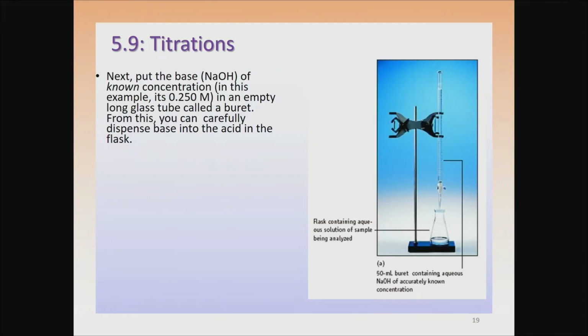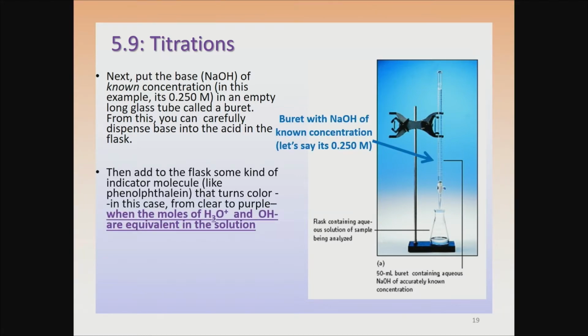You put the flask of the 50 milliliters of HCl onto an apparatus, and the apparatus includes a stand. If you look carefully here in this picture, you can see the flask with the 50 milliliters of HCl. Now, the titration experiment is done as follows. You're going to add a molecule that will react with the HCl. The molecule we're going to add is sodium hydroxide, which is a base.